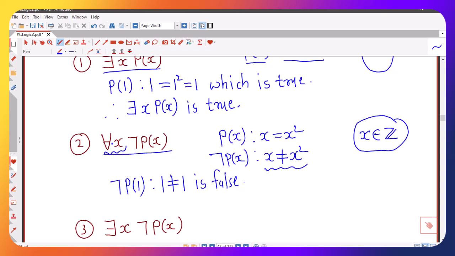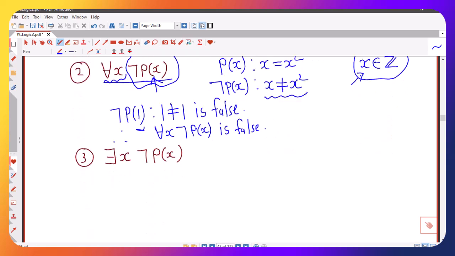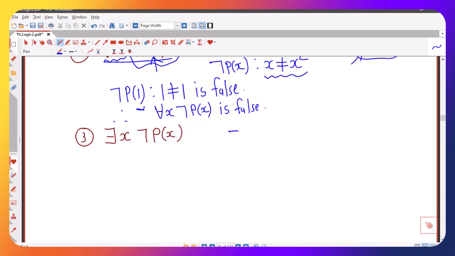And we know that universal quantification of negation p(x) is true if this is true for all values of x, but there is some value of x, which is x equal to 1, such that this is not true. Therefore this has truth value false. Therefore for every x, negation of p(x) is false, because for x equal to 1, negation of p(x) is not true.